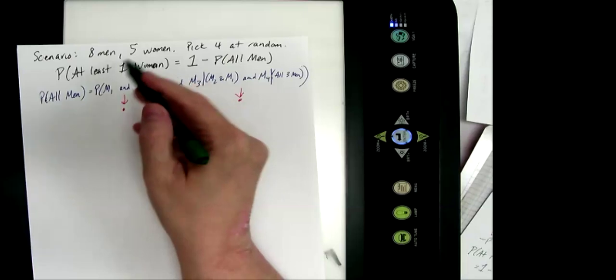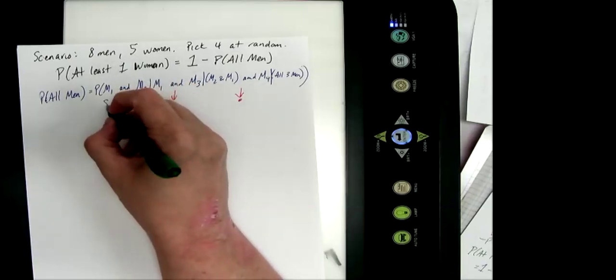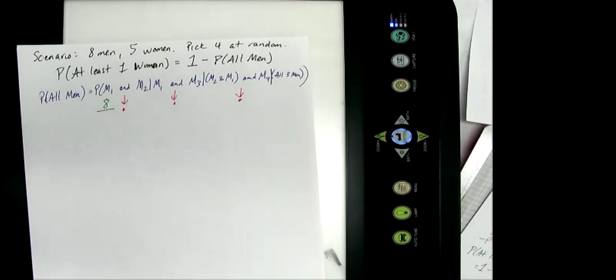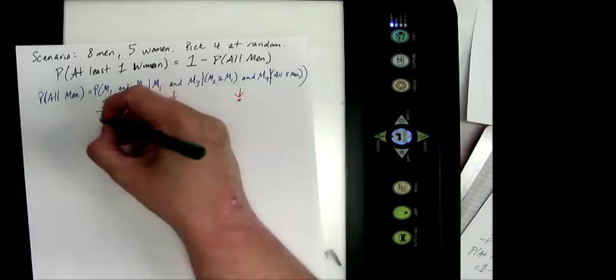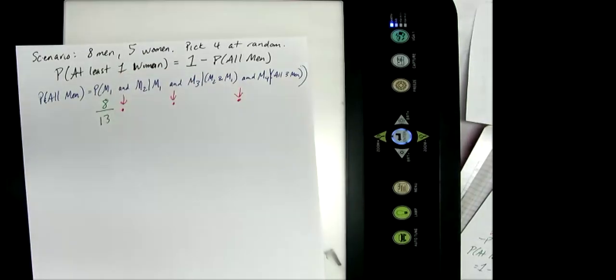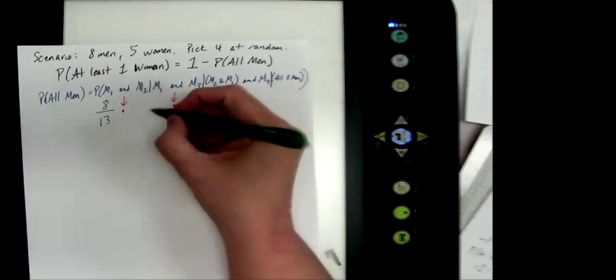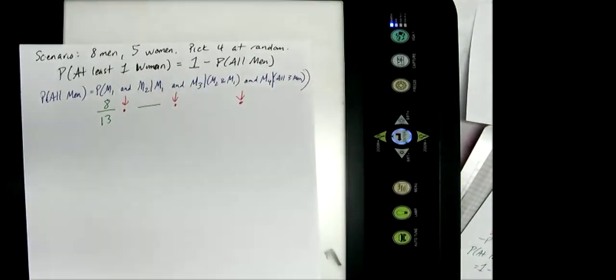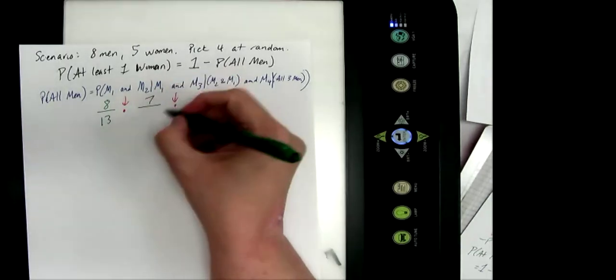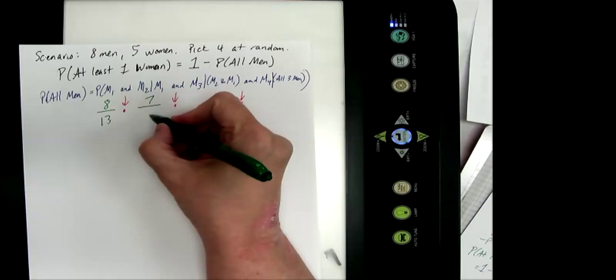So when we start off, there were 8 men, 5 women, so there's 8 different guys I could pick from. How many total people were there? 13. You're just adding the 8 and the 5, this isn't overly complicated, don't overthink it. If I've already picked one man, how many men are left? 7. And how many people are left? 12.